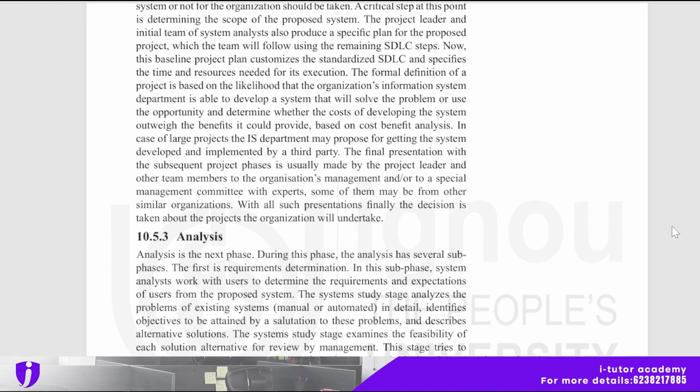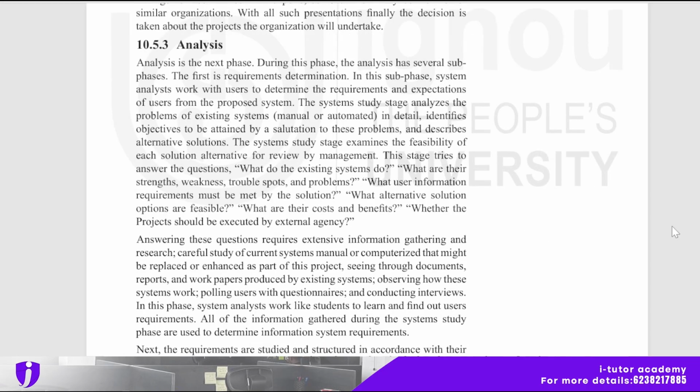And analysis is the next phase. The analysis phase has several subphases, and the first is requirement determination. In this subphase, system analysts work with the users to determine the requirements and expectations of users from the proposed system. And the system study stage analyzes the problems of the existing system in detail, identifies objectives to be attained by a solution to this problem, and describes the alternative solutions. The system study stage also examines the feasibility of each solution alternative for review by management.